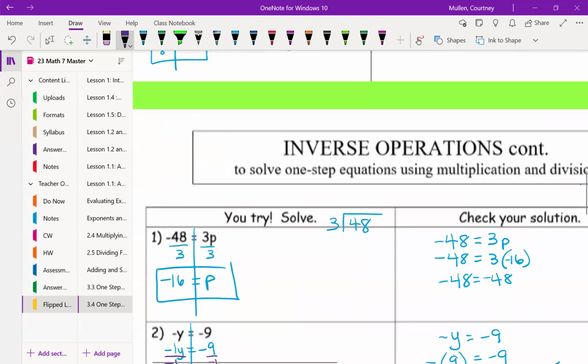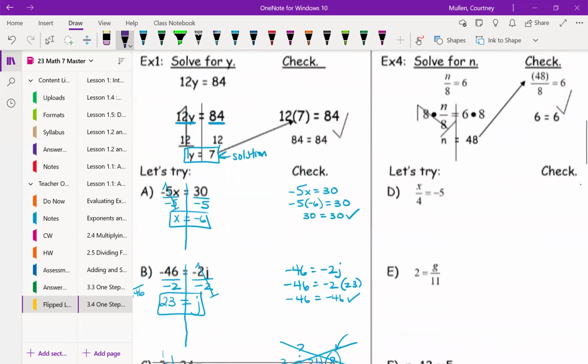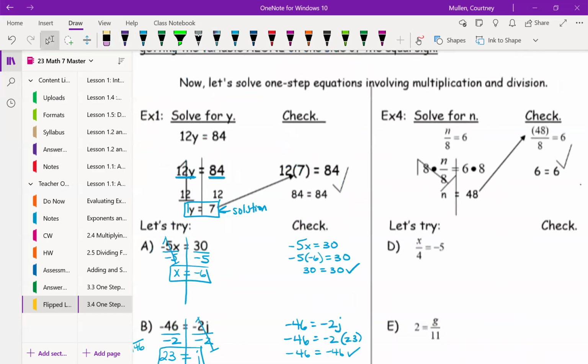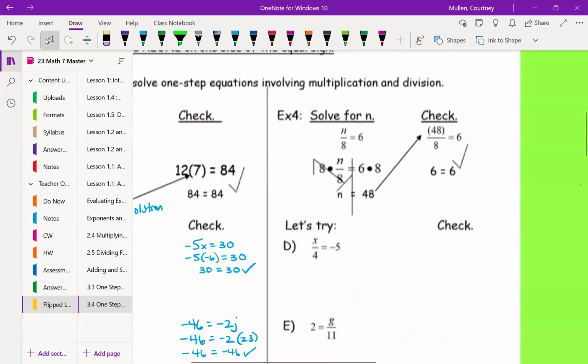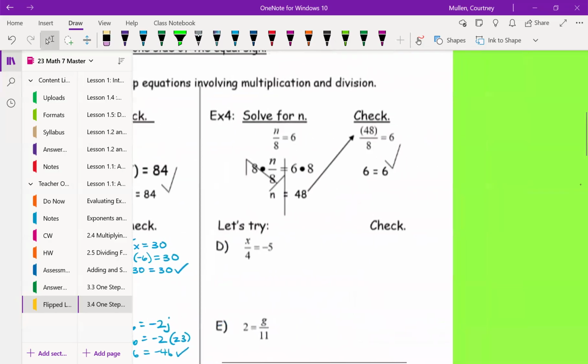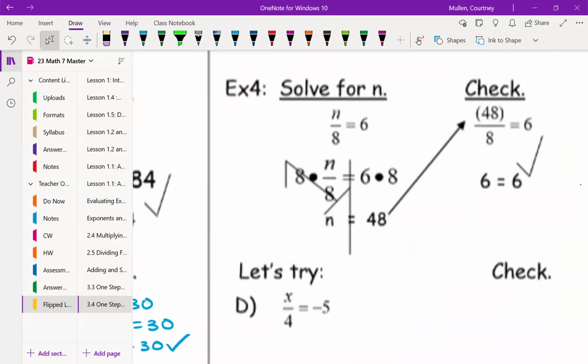Now let's go back to the first page. Let's talk about solving equations that start off with division. So example 4 says solve for n. Well, if we look at the variable, n is being divided by 8, right? A fraction is just division. Well, what's the inverse of division? Multiplication. So we're going to multiply by the denominator over 1.